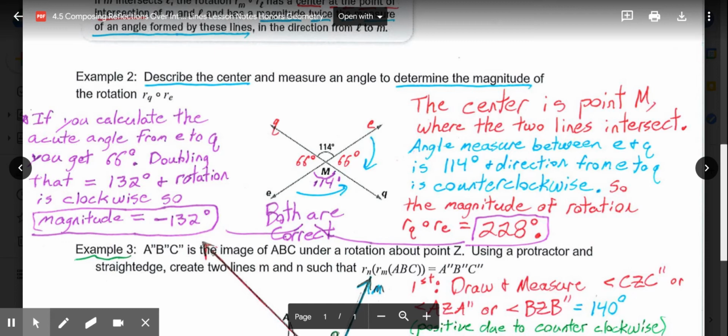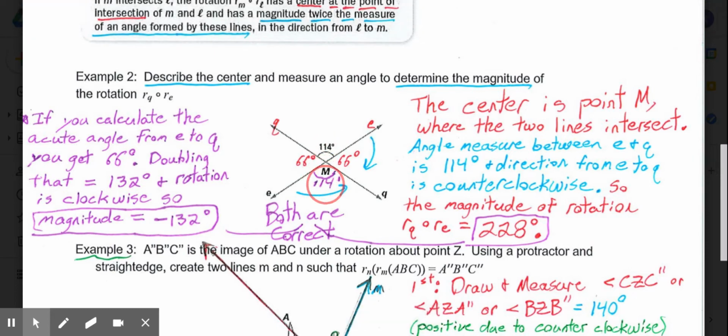We know the angle measure here is 114. So I also know this is 114 down here. Well, 114 and the missing angle are a linear pair. So if this is 114, 180 minus 114 gives me the 66 for this angle, which also means this one here is 66 because they're vertical angles. So now I have the 114 here, the 66 here, 114 here, 66 here.